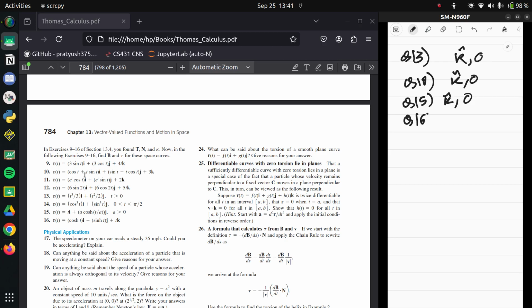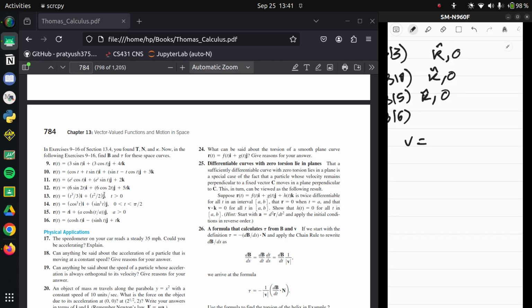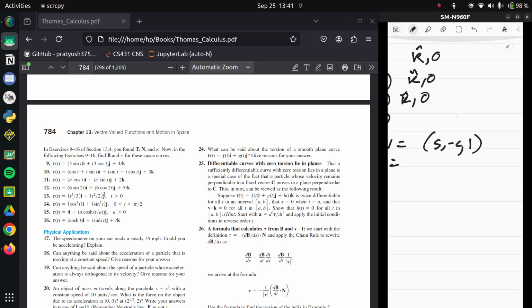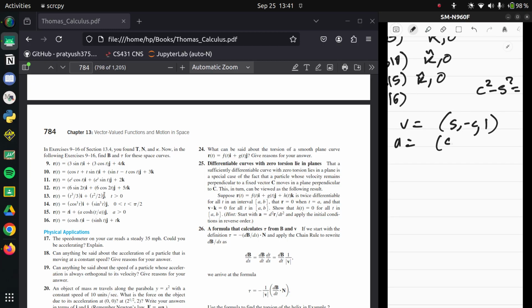For question 16, okay, so you have something at least, so velocity is what. So I'm gonna use s and c for sinh and cosh, although I usually use it for like sine and cosine. So just have sine comma minus cosine comma 1. Acceleration. So remember, what you have is like c square minus s square equal to 1 now. Okay, so your acceleration is just cosine comma minus sine comma 0. Okay, cool.